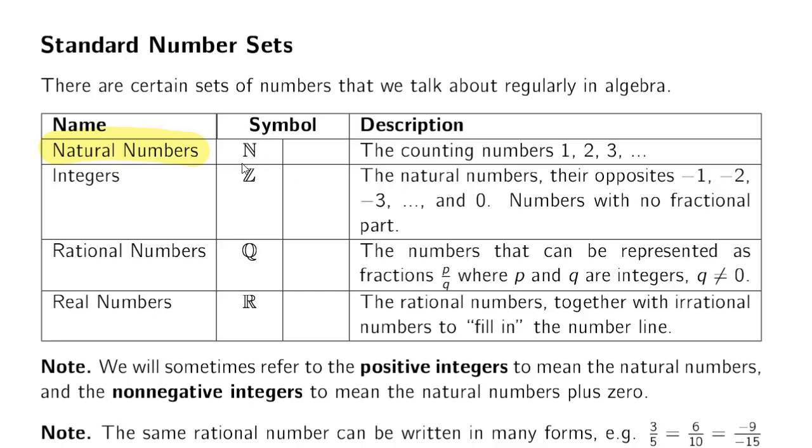When we type the symbol for the natural numbers, it looks like this. When we write it by hand, typically we'll just use 2 vertical lines for the left side of the letter N. This style of text is called blackboard caps.